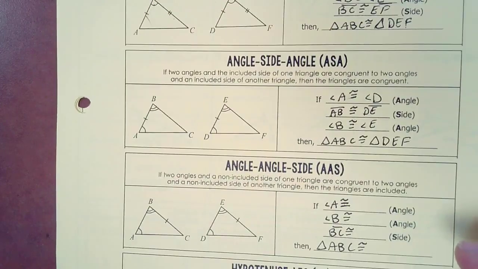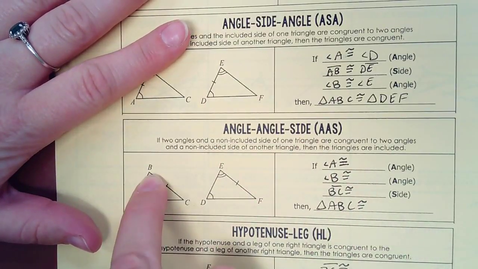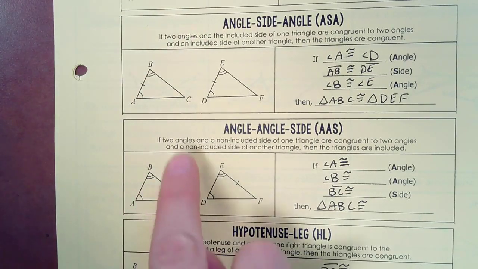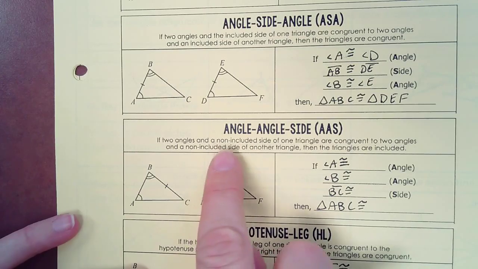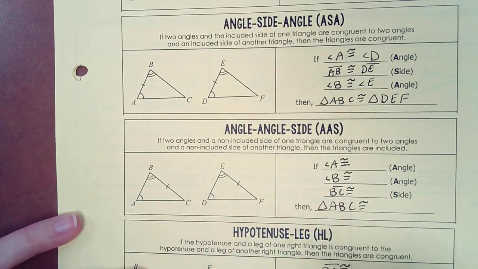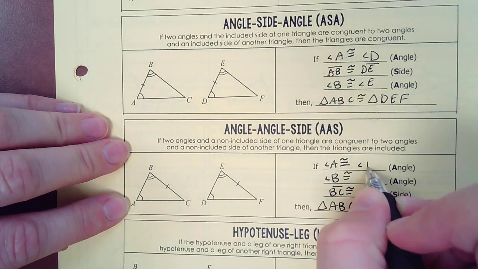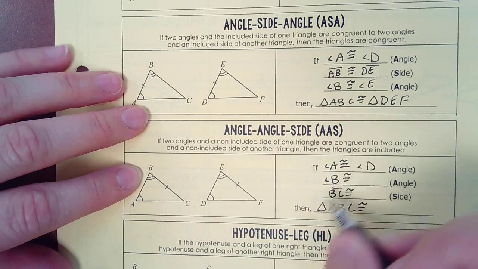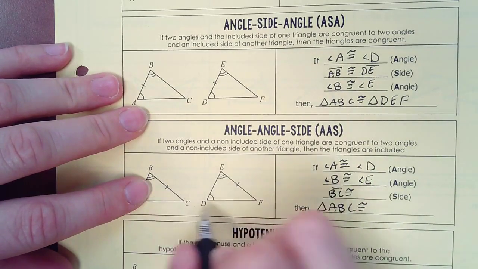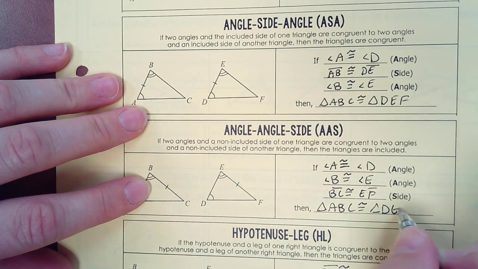Next, I have angle-angle-side. So 2 angles and one of the sides that is not between them. So if 2 angles and a non-included side of the triangle are congruent, then the triangles are congruent. So angle A and angle D, angle B and angle E, segment BC and segment EF. Then the entire triangles are congruent, DEF.